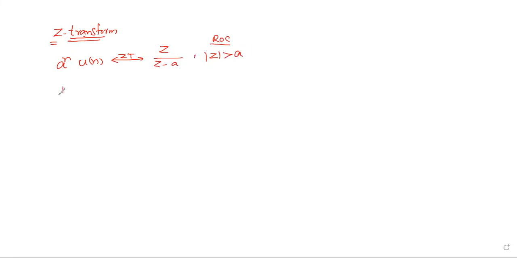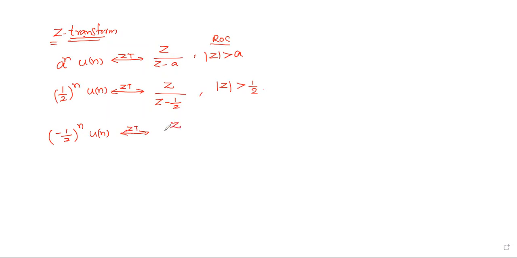Now, based on this, 1 by 2 whole power n u of n. What is the Z transform? The Z transform will be Z by Z minus 1 by 2. The ROC will be mod Z is greater than 1 by 2. Now, minus 1 by 2 whole power n u of n. What is the Z transform here? Z by Z minus of minus 1 by 2. What is the ROC? Mod Z is greater than mod 1 by 2.